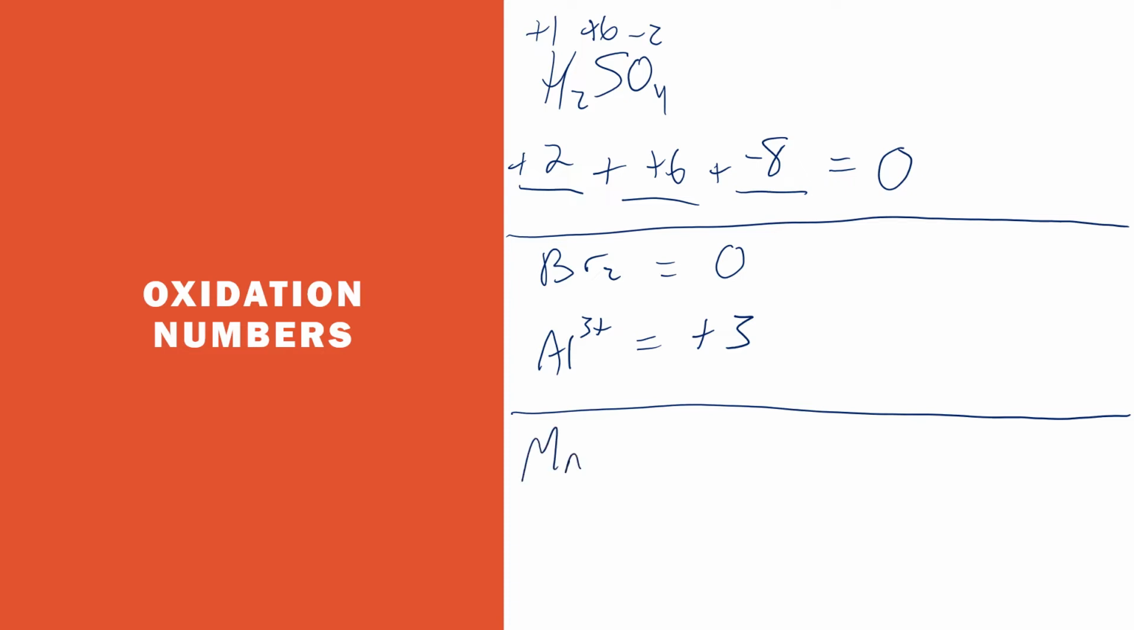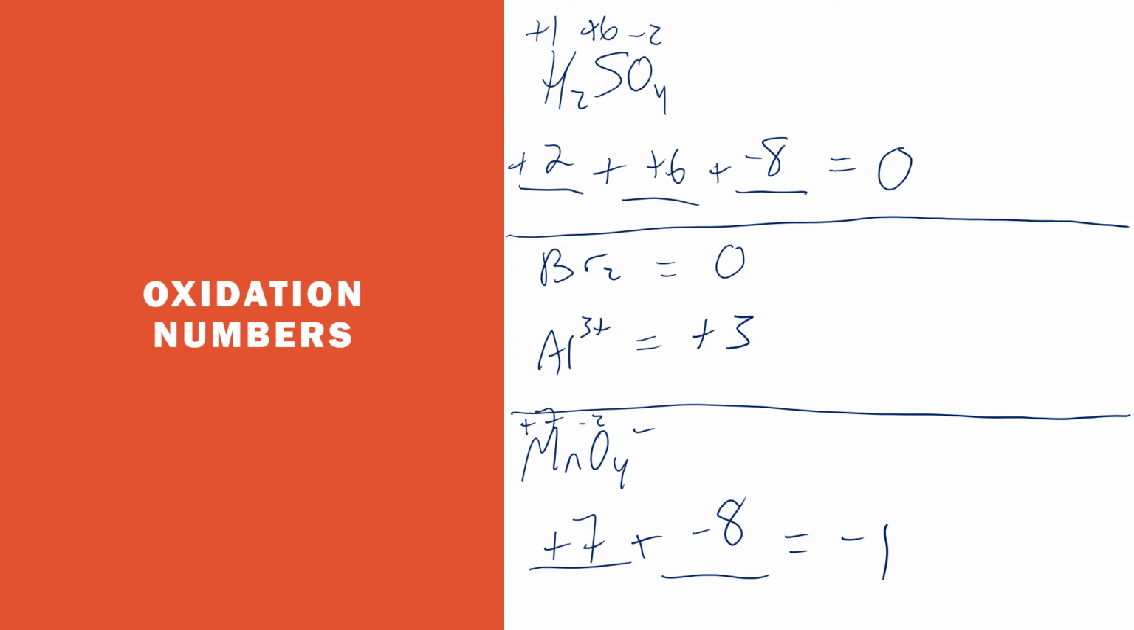And then if you have an ion like, let's do MnO4-, permanganate ion. Whenever you have an ion, the elements have to add up to the charge on that ion. So in this case, they have to add up to -1. Oxygen is -2 in a compound, so that's -8 overall. In order to get this to add up to -1, the manganese must be +7. And so that's how you would do oxidation numbers.